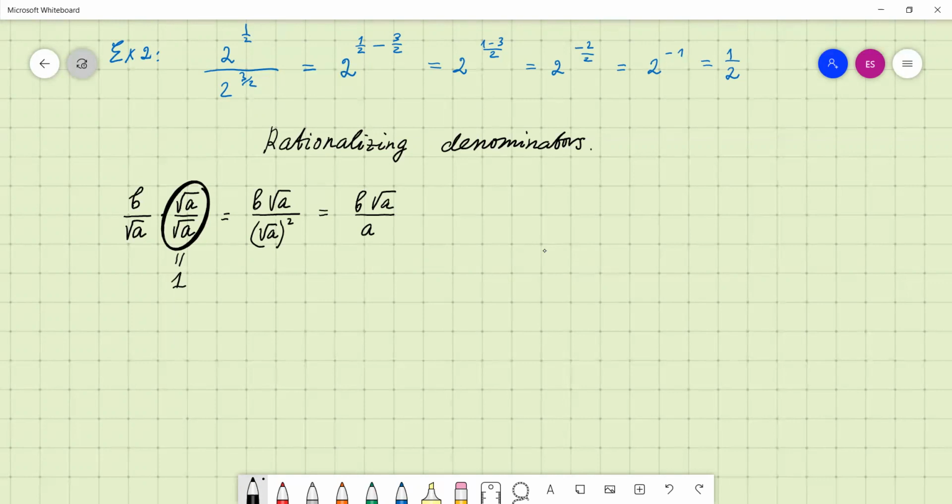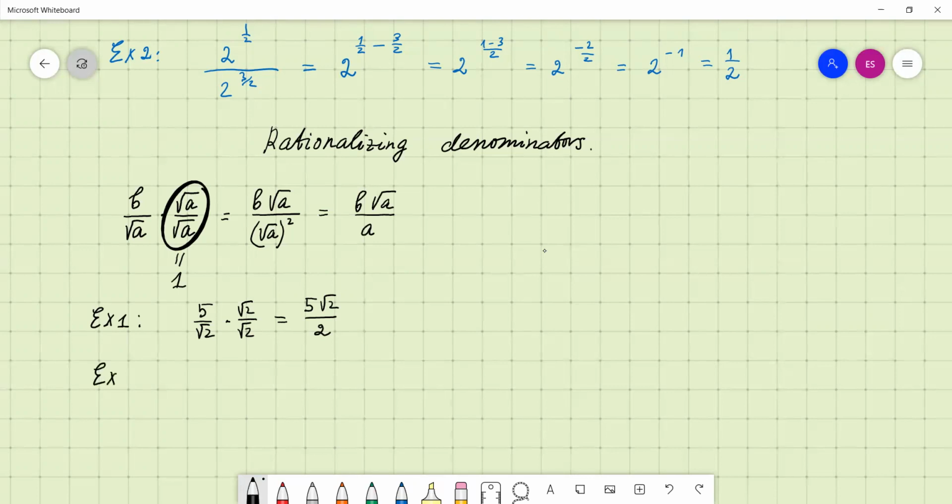So I'm going to consider several examples. Example number 1. For example, 5 over the square root of 2, rationalize. We multiply by the square root of 2 over the square root of 2, which is 1, right? And we have 5 square root of 2, and in the denominator we're going to make 2.